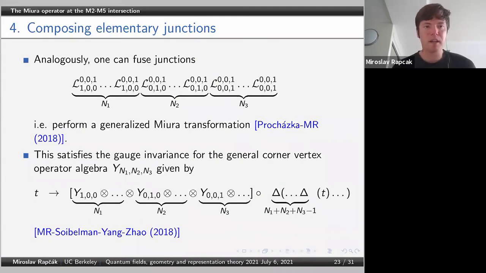You can identify these more complicated generators of the so-called corner vertex operator algebras as coefficients in front of the pseudo-differential operators that you get from the commutation of the differentials to the right. And you can also show that it satisfies the gauge invariance condition of the corner vertex operator algebra Yn1,n2,n3, analogous to the WN algebras, where now the Yn1,n2,n3 algebra is defined in a very similar way by using the coproduct n1 plus n2 plus n3 times, and composing with n1 copies of the elementary representation of type 1, n2 copies of type 2, and n3 copies of type 3.